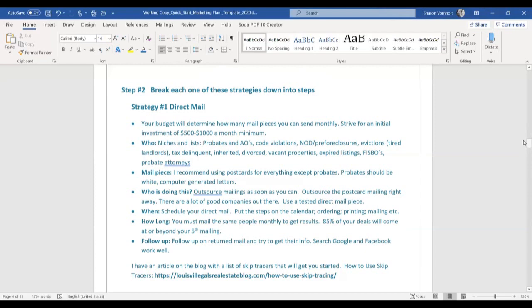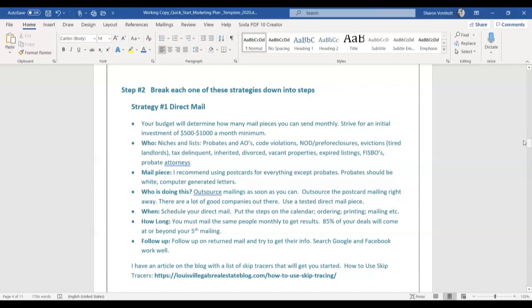So I would recommend that you strive for an initial investment of $500 to $1,000 a month. If you're mailing postcards, which would not be to probates, then for $500 you can do about 1,000 postcards. If you're spending $500 on letters, then that's approximately 500. So that's the budgeting piece for direct mail. How much money can you allocate to direct mail? Now, the next thing is who. Who are you going to mail it to?